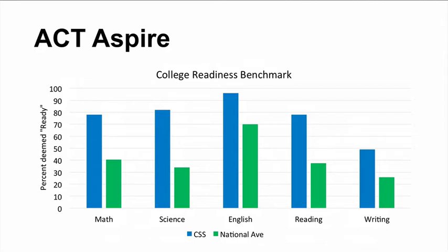Here's the college readiness benchmark measure. The blue bars are CSS, average again, 3rd grade through 8th grade, and green are national average. You can see here that our students on average are about twice as ready as the other test takers. We would like to see some of these a little bit higher. We're not overly concerned, but we are going to take a look at the writing, see if we have things that would make sense to do with our curriculum to improve that writing readiness.